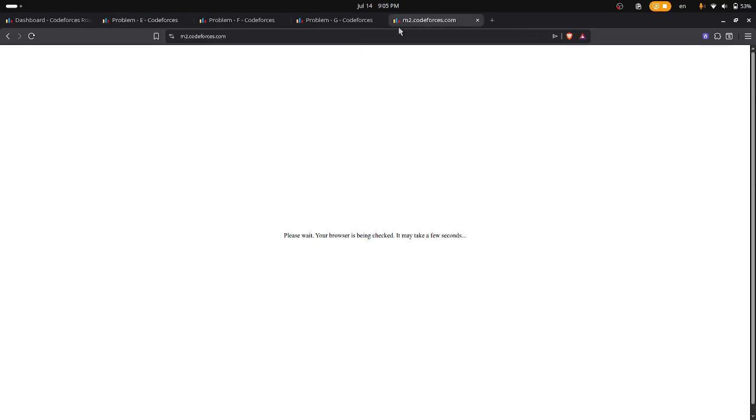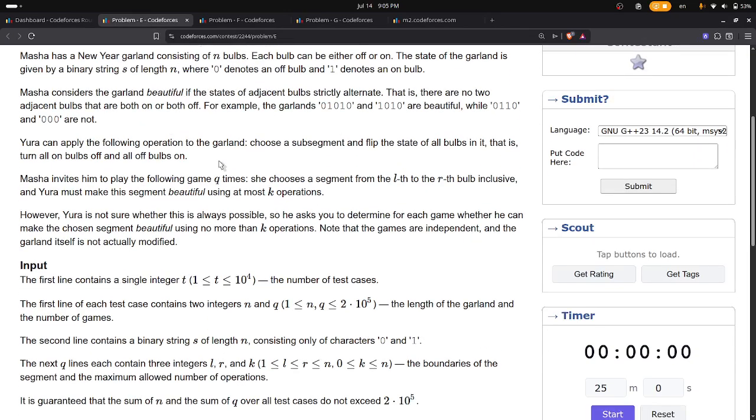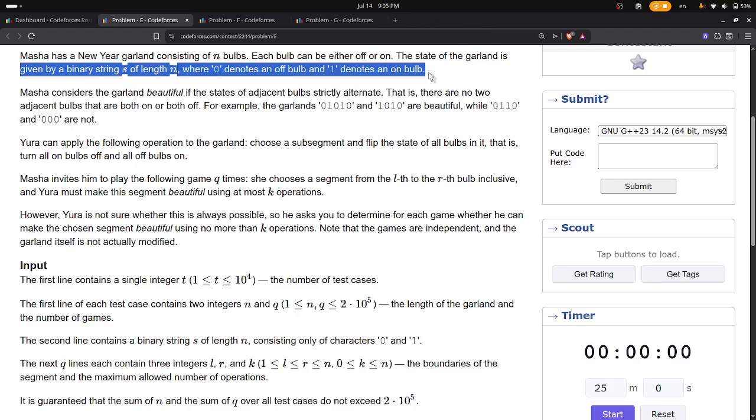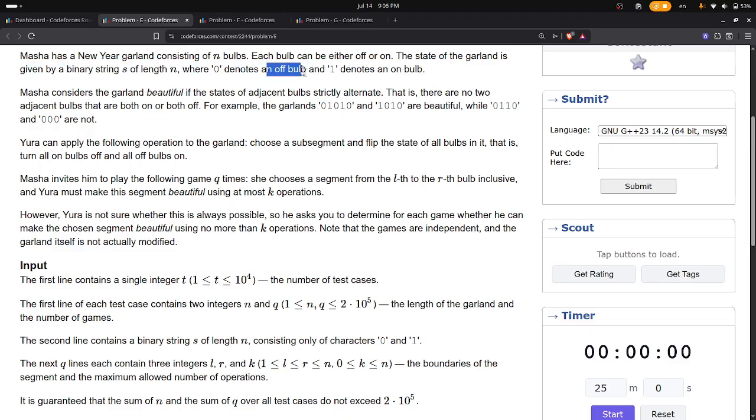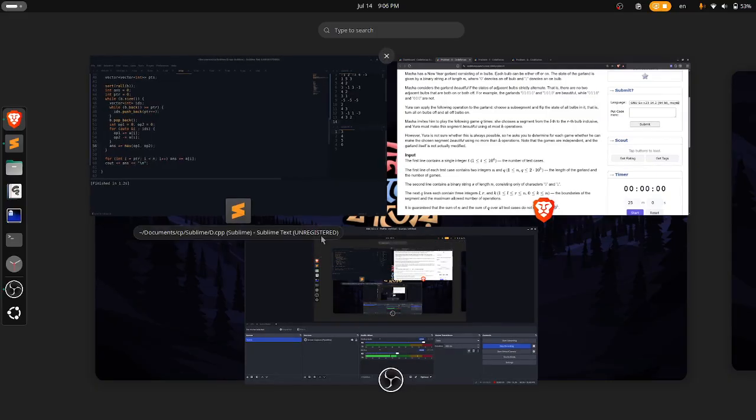Let's go for problem E. So Masha has a New Year garland consisting of n bulbs. Each bulb can be either on or off. Okay. So the state of the garland is given by a binary string of length n where 0 means the bulb is off, otherwise it's 1.